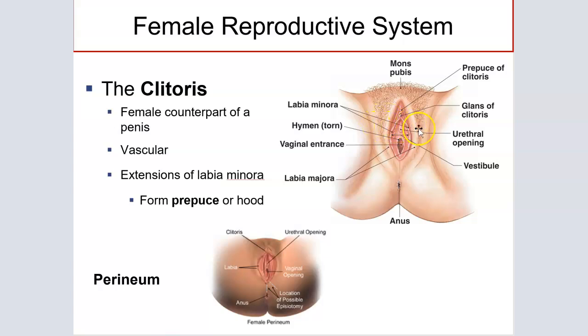Basically, you'll see there's these little extensions off the labia that form a little prepuce or hood over the clitoris. And then we have the perineum, which is just the area between the vagina and the anus. I'm mentioning that because during childbirth, this area will stretch quite a bit. But if there's a problem, they might have to cut that, and that's called an episiotomy. Again, they would cut it because if it tears, it's going to be a more difficult healing process.